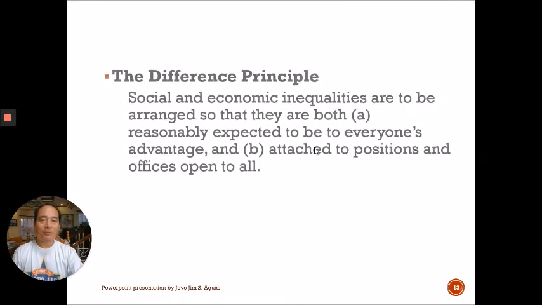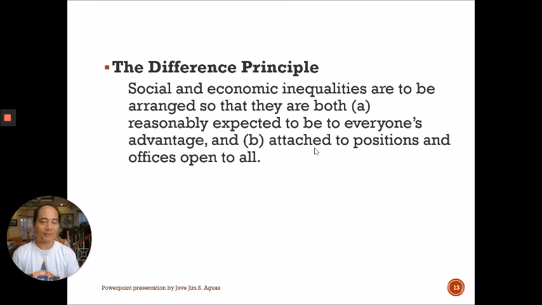So the second principle he calls the difference principle. And in the book Theory of Justice, he writes, and I quote again, social and economic inequalities are to be arranged so that they are both A, reasonably expected to be to everyone's advantage, and B, attached to positions and offices open to all, meaning to everybody. Okay, so let's explain these two principles one by one.